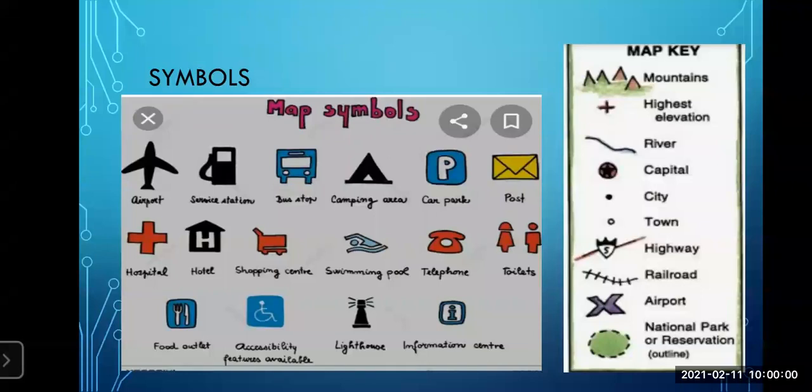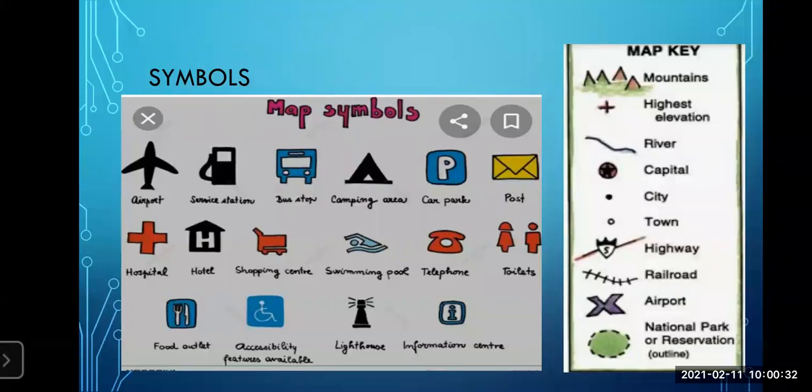Then camping area, a tent is shown. Then car park. Now, this type of board you must have seen everywhere for car parking. Then post is shown by an envelope. Then this is a very important thing, that is a hospital. A red cross is shown which indicates a hospital is there. This cross you must have seen also on the ambulances, on the doctors' vehicles. So this red cross is shown to indicate hospital.